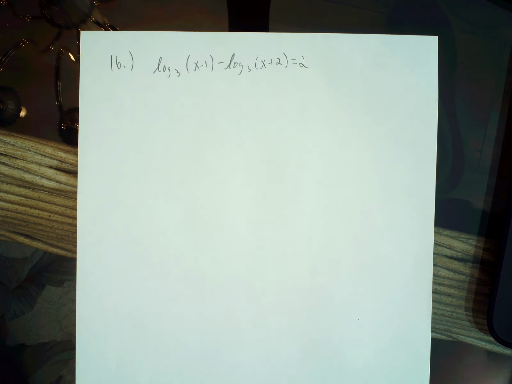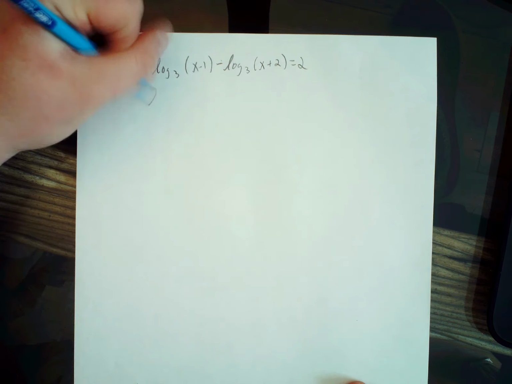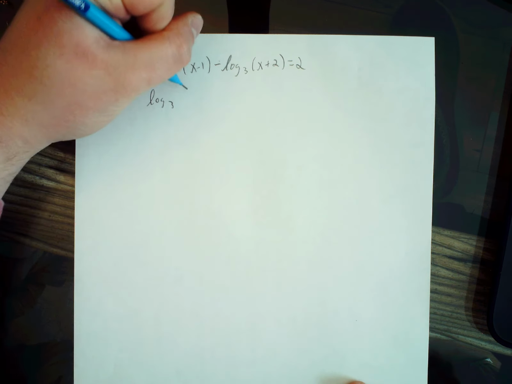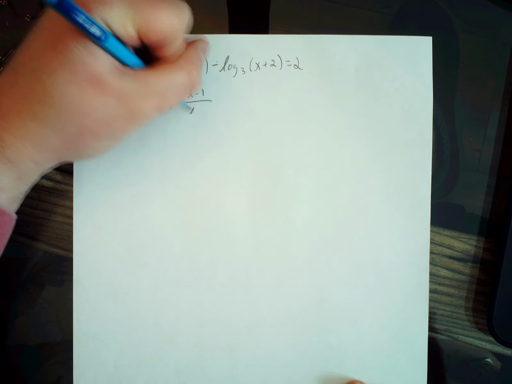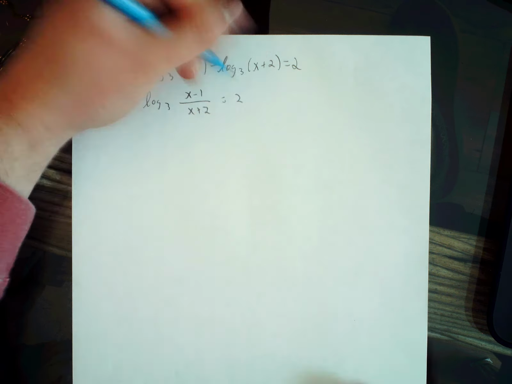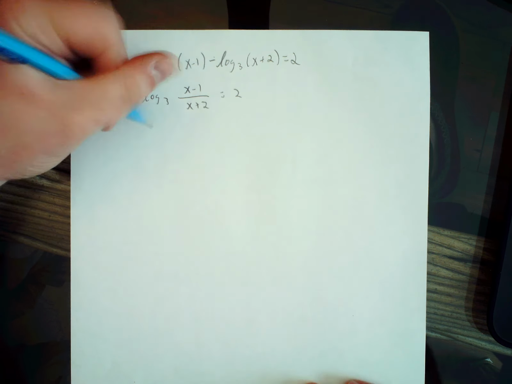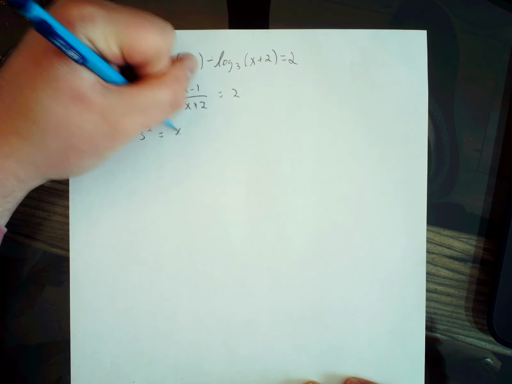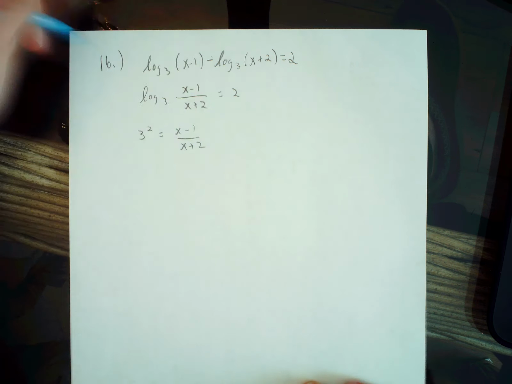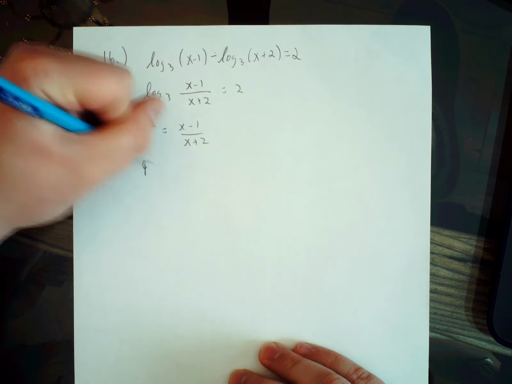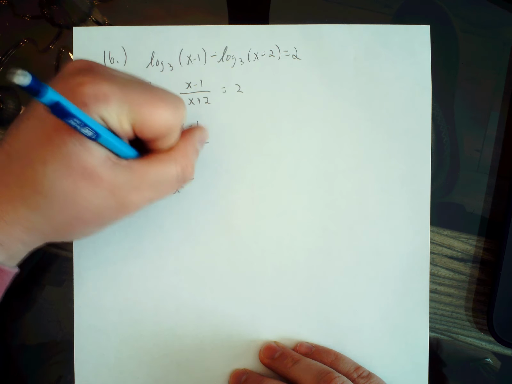All right, the last one that was voted on is number 16, log base 3 of x minus 1 minus log base 3 of x plus 2 equals 2. Now again, we're going to simplify it by condensing, same way we did in number 15, except because this is a minus, this turns into a quotient. x minus 1 over x plus 2 equals 2. And we're going to rewrite it just like we did in number 15. Remember, the answer to the log is the exponent, so it's going to become 3 squared equals (x minus 1) over (x plus 2), which is 9 equals (x minus 1) over (x plus 2).